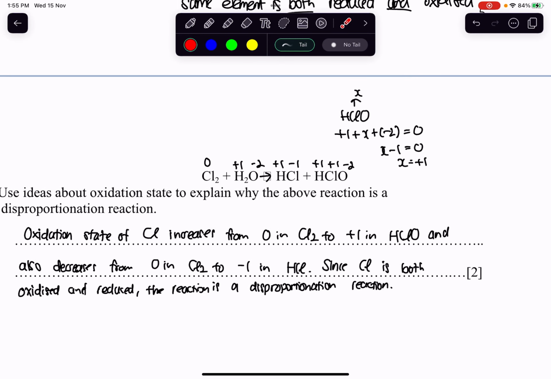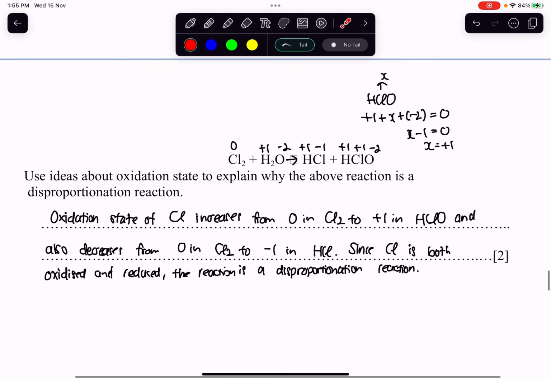How would you know that chlorine doesn't take -1? Because it's not possible, right? You already noticed that the oxidation states of hydrogen and oxygen have stayed the same, +1 and -2 respectively. So the only possibility for chlorine to be both reduced and oxidized is that one of the chlorine atoms must have a positive oxidation state. Because you have a negative oxidation state here, this one has to be positive. So that this chlorine, starting from 0 OS, can be oxidized to a positive in HClO, and also reduced to a negative OS in HCl.